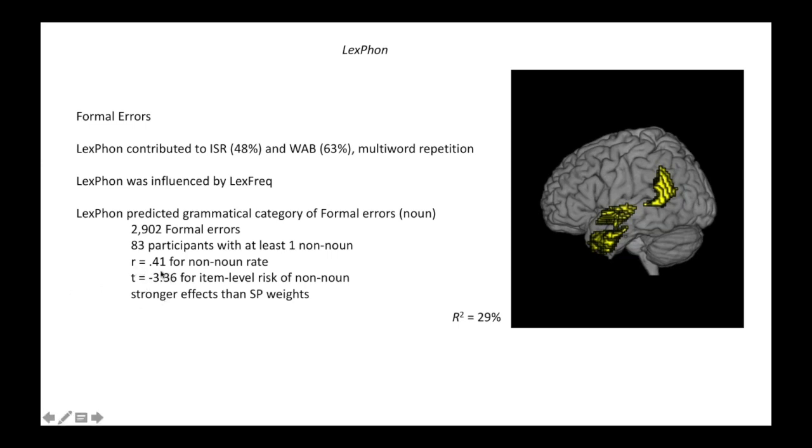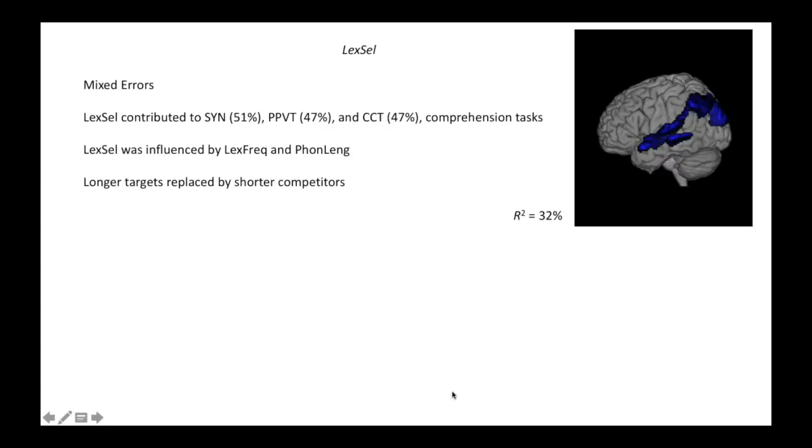The correlation was about 0.41 for lexphon and the non-noun rate, meaning that there's a protective effect: as you have a lexical disability, you are less likely to produce non-nouns, which is what we expect from the theory. And also we looked at item level risk of a non-noun. And again, the higher your ability, the lower the risk of a non-noun at the lexical formal level. And this ability was stronger than effects that we found for the SP weights, where this effect was initially modeled. And this network explains about 29% of the variance.